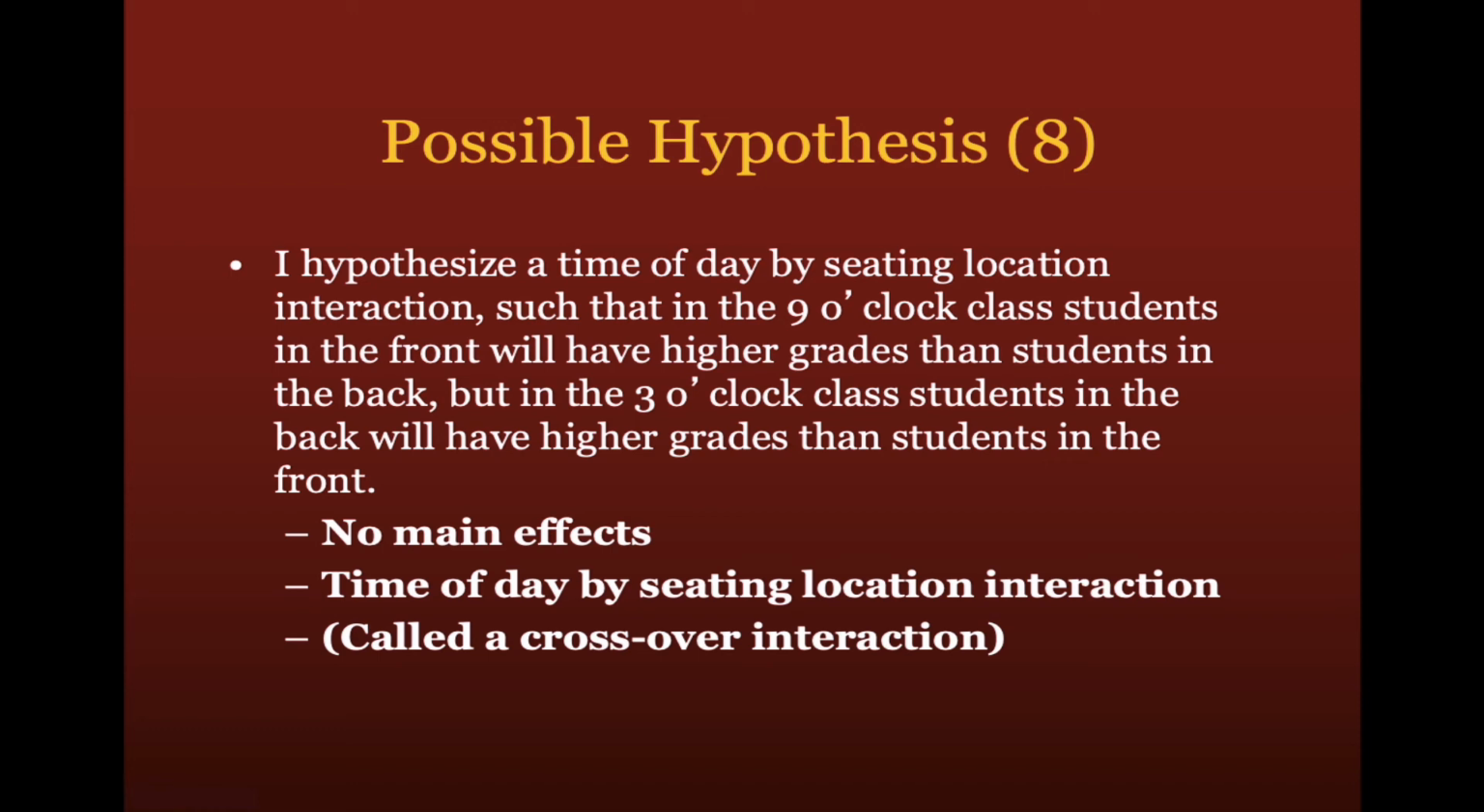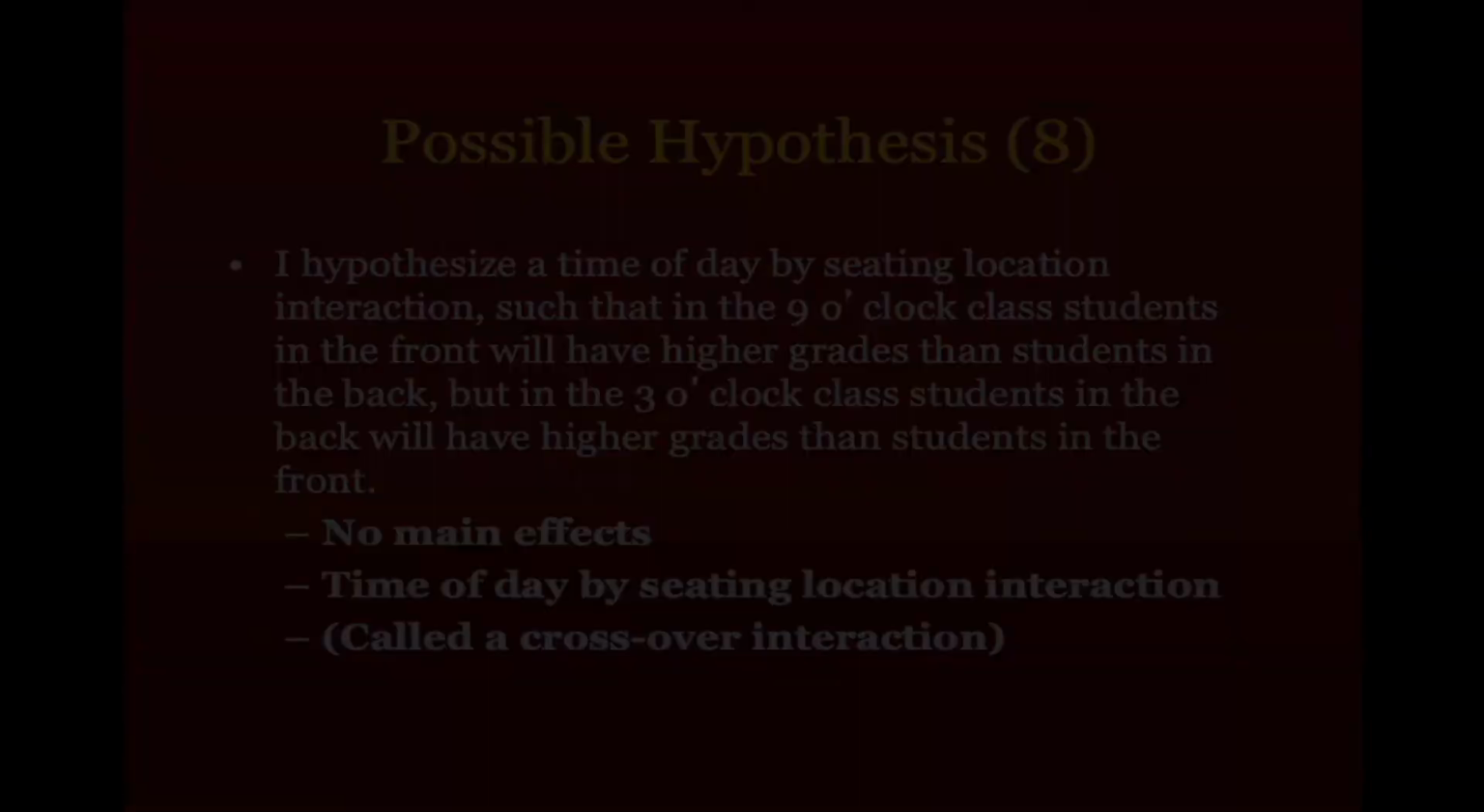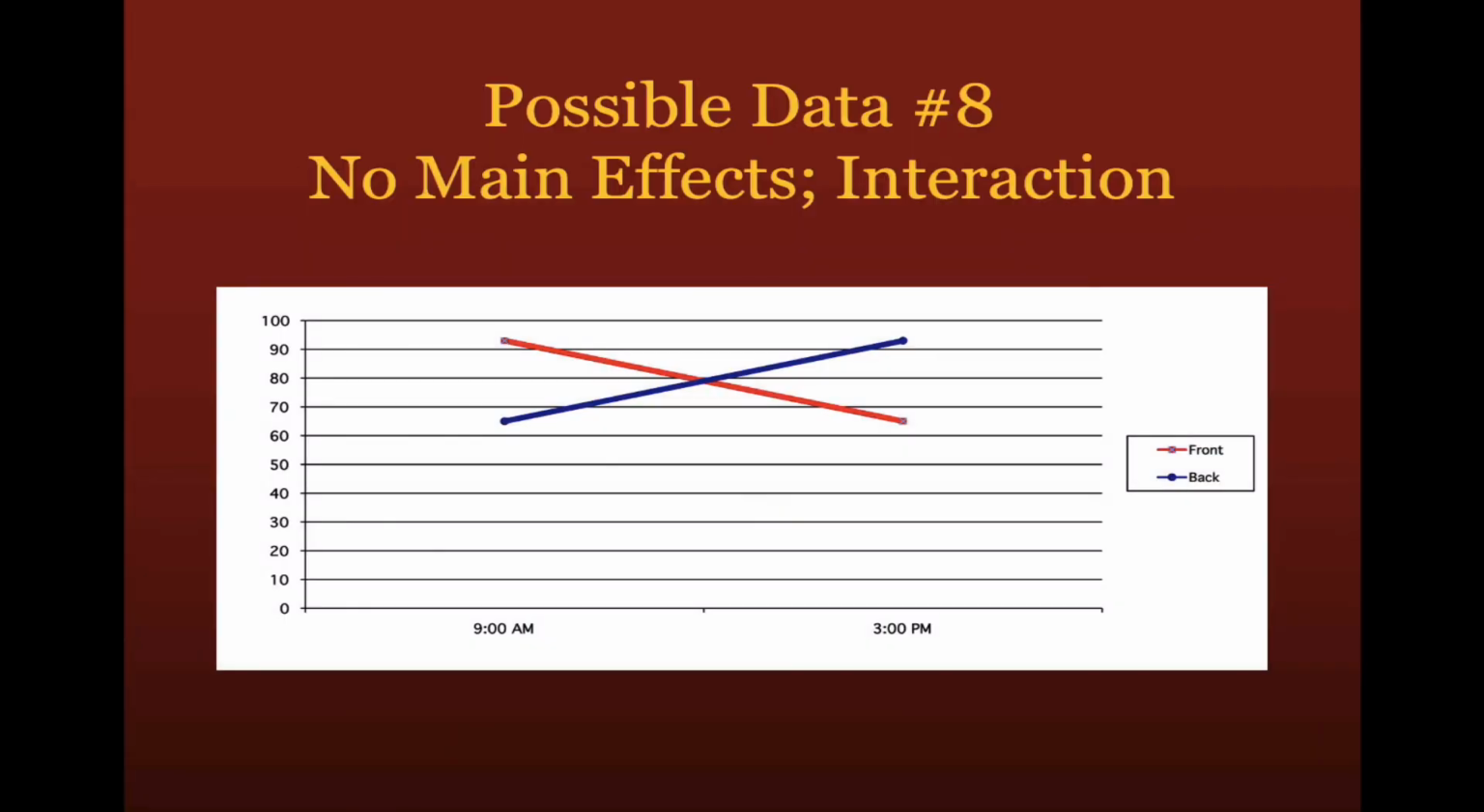So take a moment, try to graph this out. Remember, you try to graph it, making sure that you have the interaction, but you don't have either of the main effects. The graph should not show any main effects, but it should show the interaction. So if you do a line graph, it should look like this. It's called a crossover interaction because the lines literally cross each other like this.